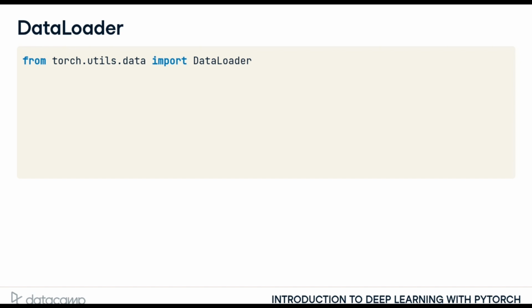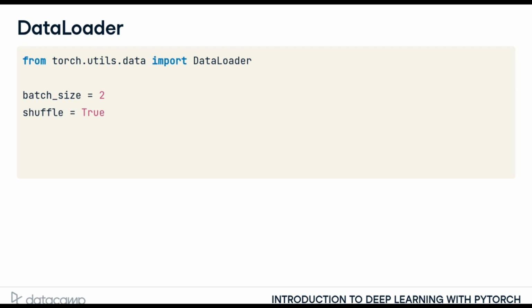Once we've created our dataset using TensorDataset, we can pass it to DataLoader to efficiently manage data loading during training. We start by importing DataLoader from torch.utils.data. Next, we define two key parameters. Batch size determines how many samples are included in each iteration. Since deep learning models require large datasets, batching helps process multiple samples at once, making training more efficient.